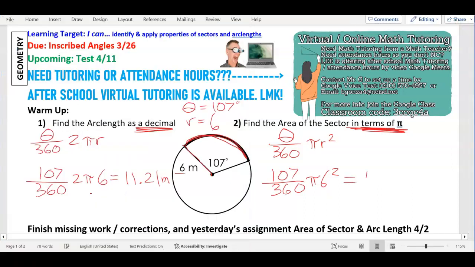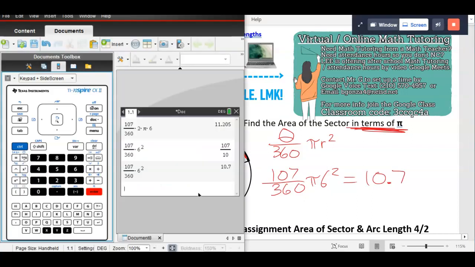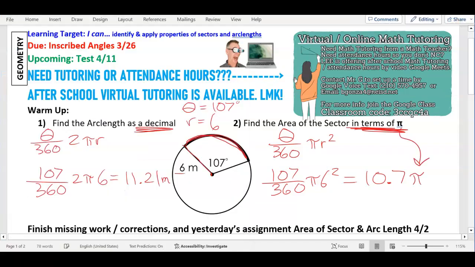Now look, this is very, very important. If you do not type the pi in the calculator, you have to write the pi in your answer. That's called in terms of pi. Now, what are my units of measure again? Meters. And since we're talking about area of a sector, area is always square units.